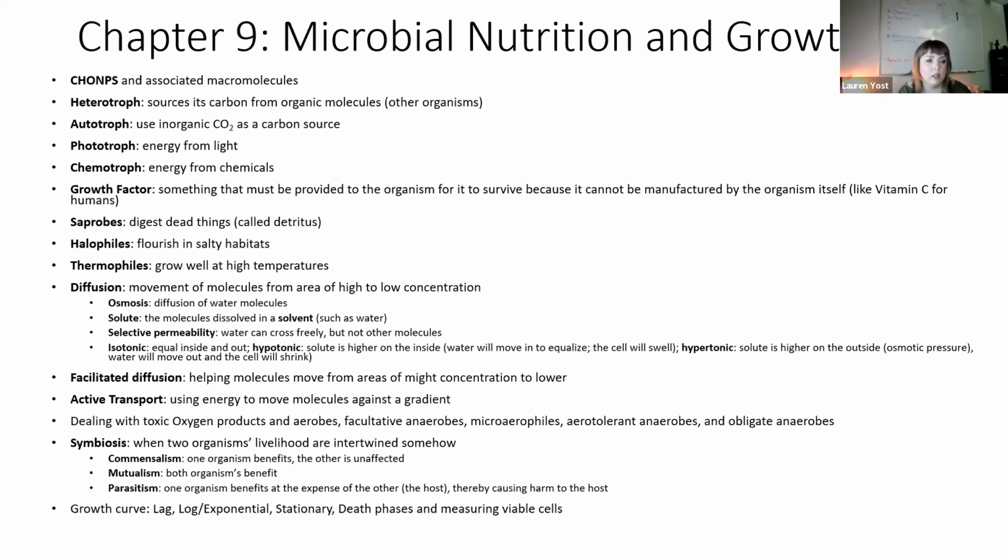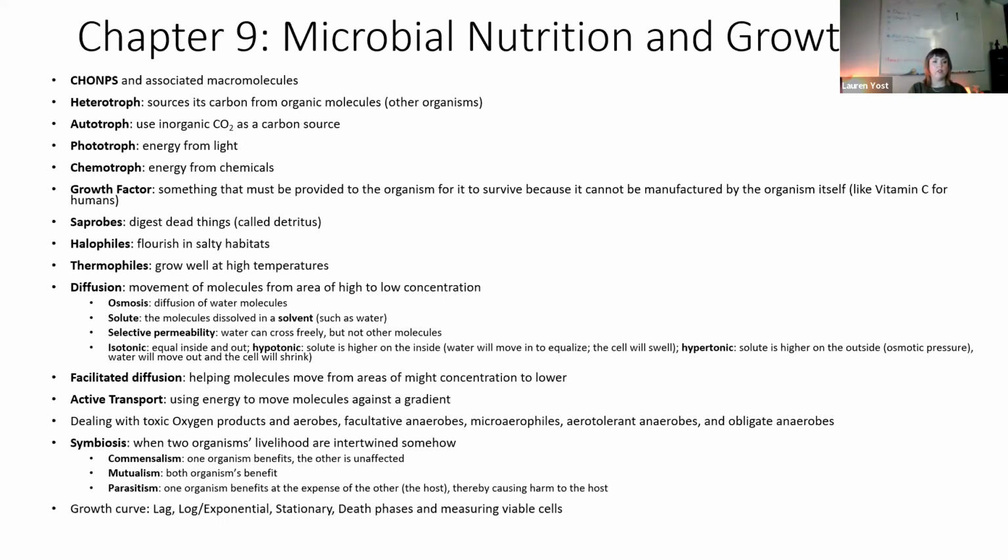So halophiles, these guys flourish in salty habitats. Thermophiles, they like the hot temperatures. Psychrophiles, those were the cold ones, and the mesophiles were the medium temperatures. You do need to know both of those as well. They're just not on this.